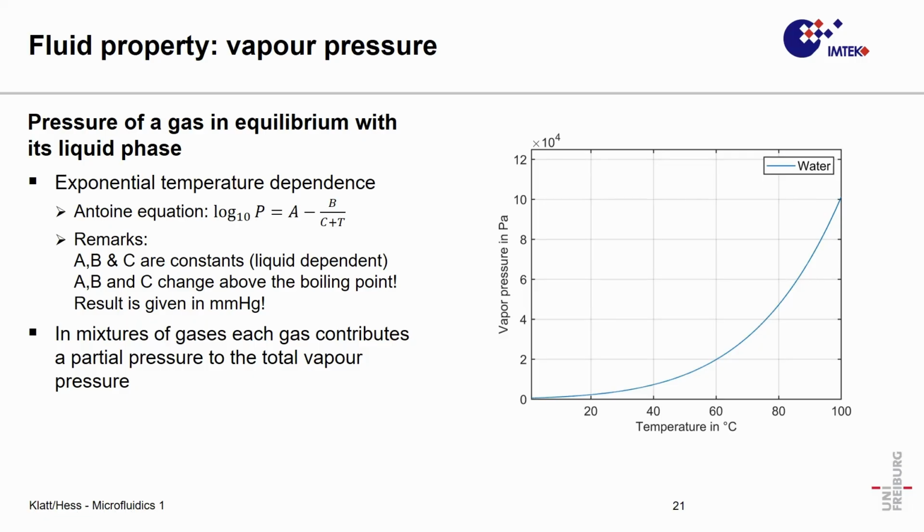When you have more than one gas, for example, a mixture of gases, each gas contributes a partial pressure to the total vapor pressure.